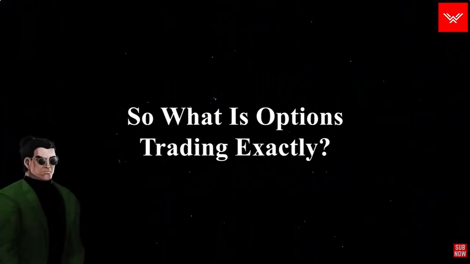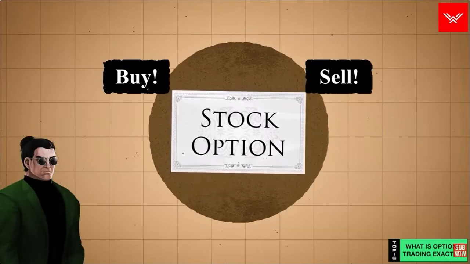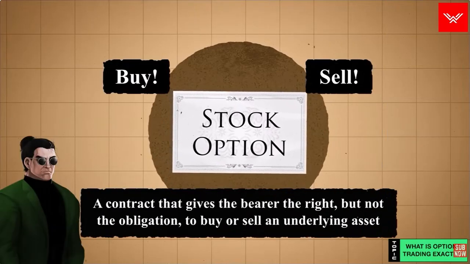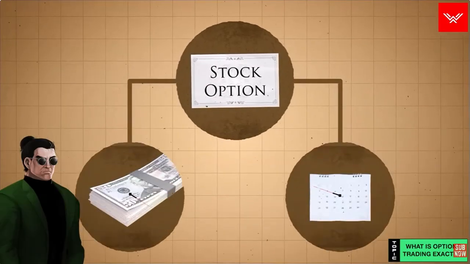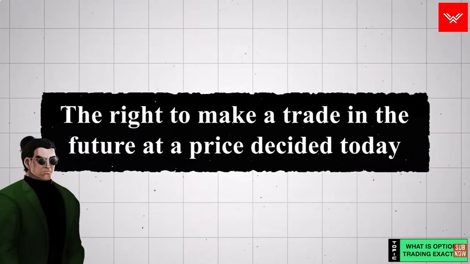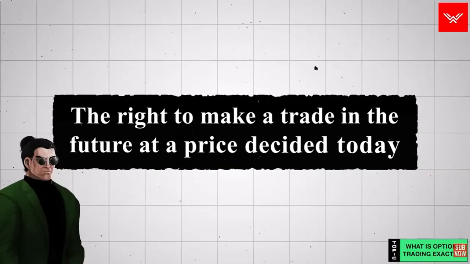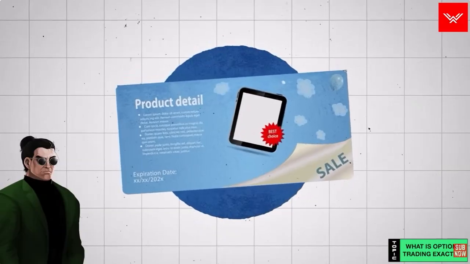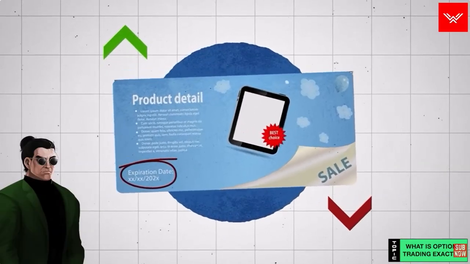So what is options trading exactly? Options trading is the buying and selling of an option, which is a contract that gives the bearer the right but not the obligation to buy or sell an underlying asset for a specific price and within a specific time frame. Options trading at its core is about the right to make a trade in the future at a price decided today. It's like having a voucher for a sale price on your favorite gadget that you can use before it expires, whether the price of that gadget goes up or down.